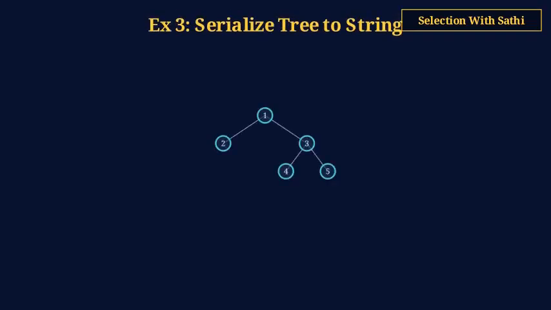Build BST from Preorder 8, 5, 1, 7, 10, 12. Start, bounds are minus infinity to infinity. Value 8 is in range. Create node 8. Index becomes 1. Build left, bounds minus infinity to 8. Value 5 is in range. Create node 5. Index becomes 2.